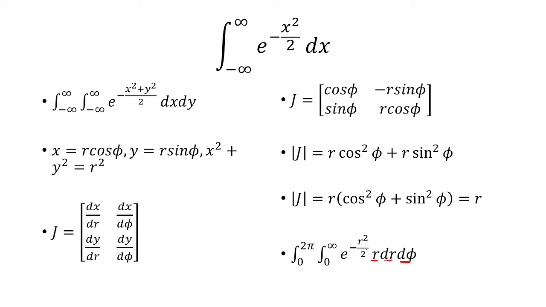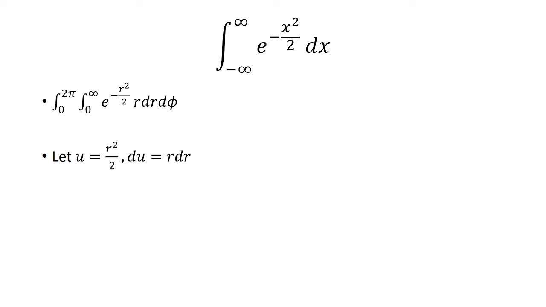And phi is the angle. Here we're looking at from 0 to 2 pi, because if you're looking at a parametric equation, x equals r cosine phi, y equals r sine phi, that's just going to be a circle which goes from 0 to 2 pi. Now, because x and y are going from negative infinity to positive infinity, the radius is going from 0 to infinity.